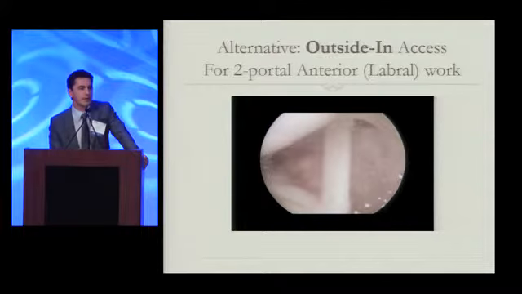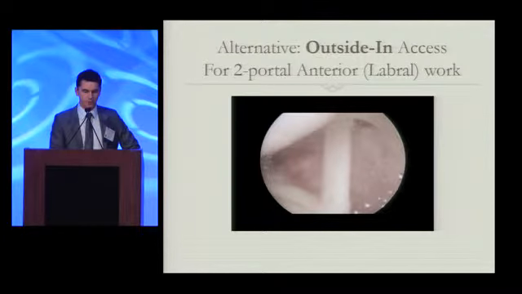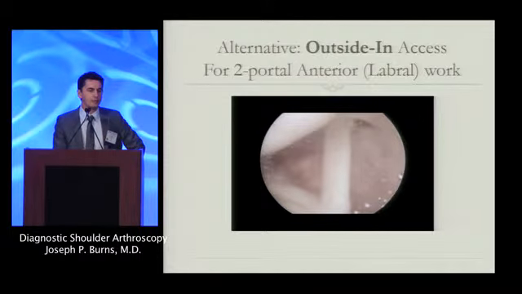Alternatively, there's an outside-in access for a 2-portal anterior labral work. We'll use a spinal needle from the anterolateral aspect of the acromion and pop it in through the biceps or just the very top of the rotator interval.